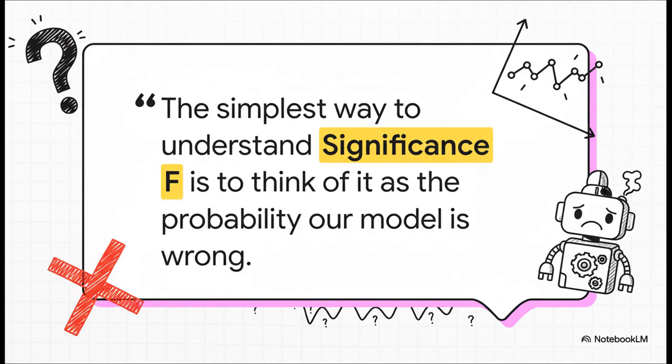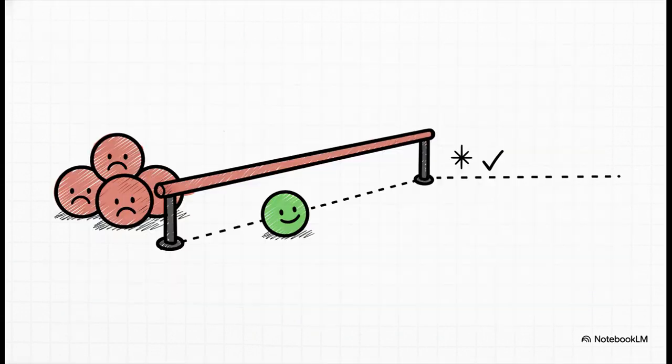Okay, the next number we've got to check has a bit of a scary sounding name, significance F. But don't worry, the idea behind it is really straightforward. The easiest way to think about it is this. It's the probability that our entire model is totally bogus, that any patterns it found were just a complete fluke. So naturally, we want the probability of our model being bogus to be as tiny as possible, right?